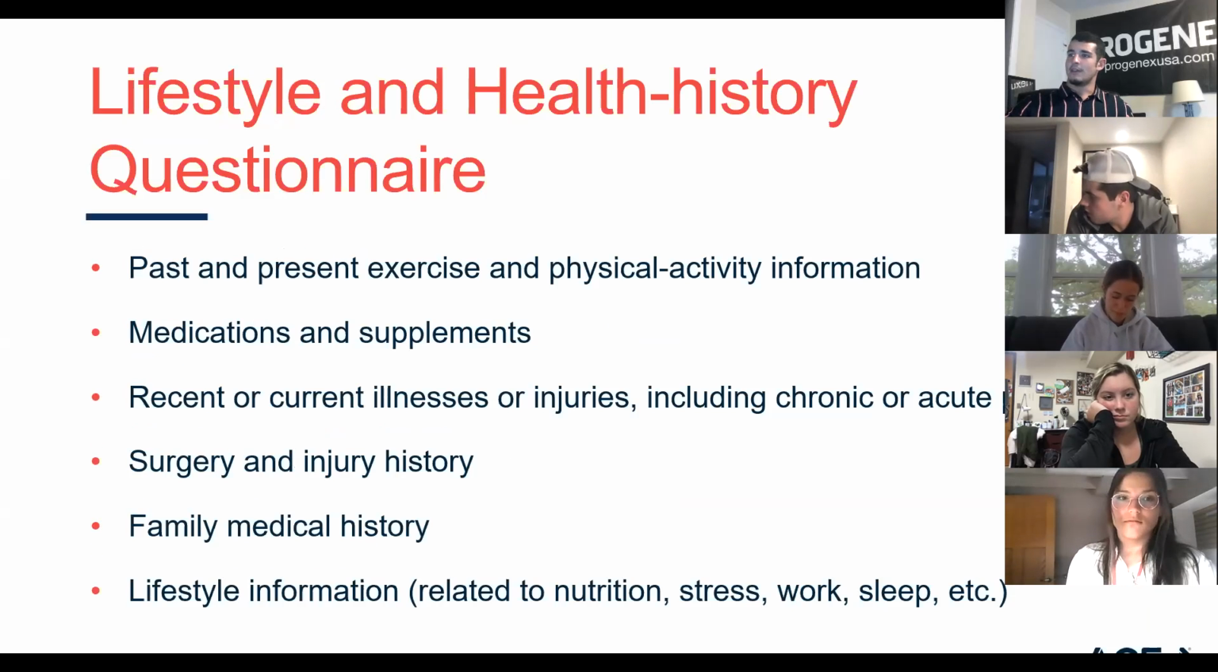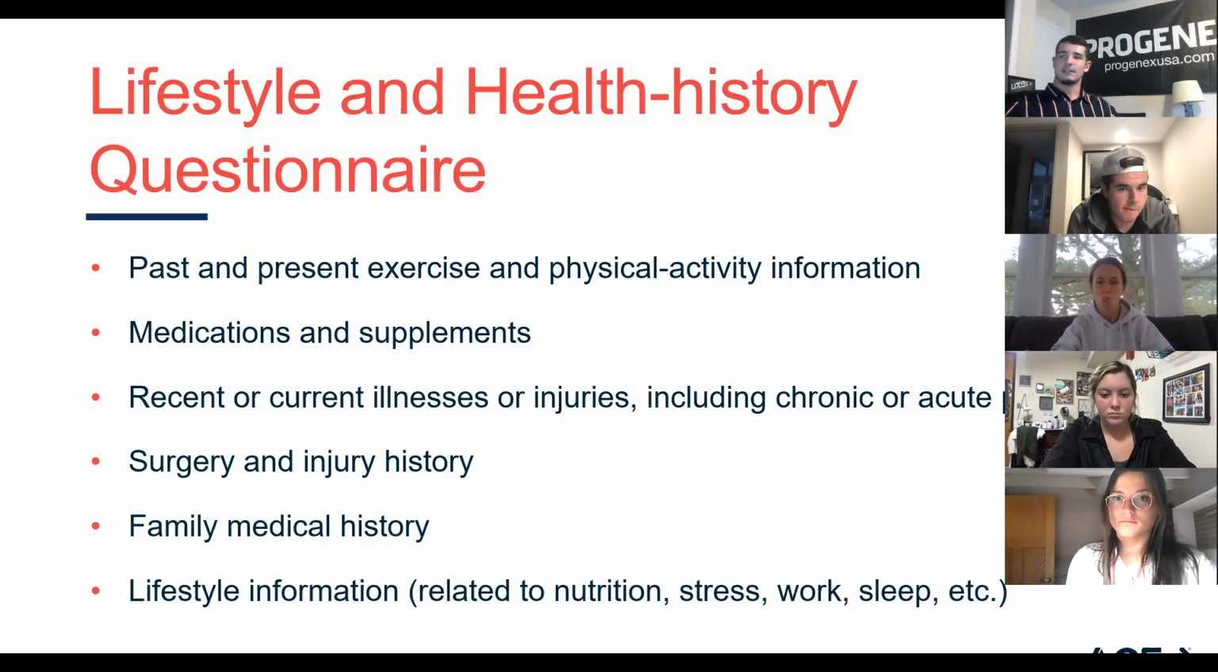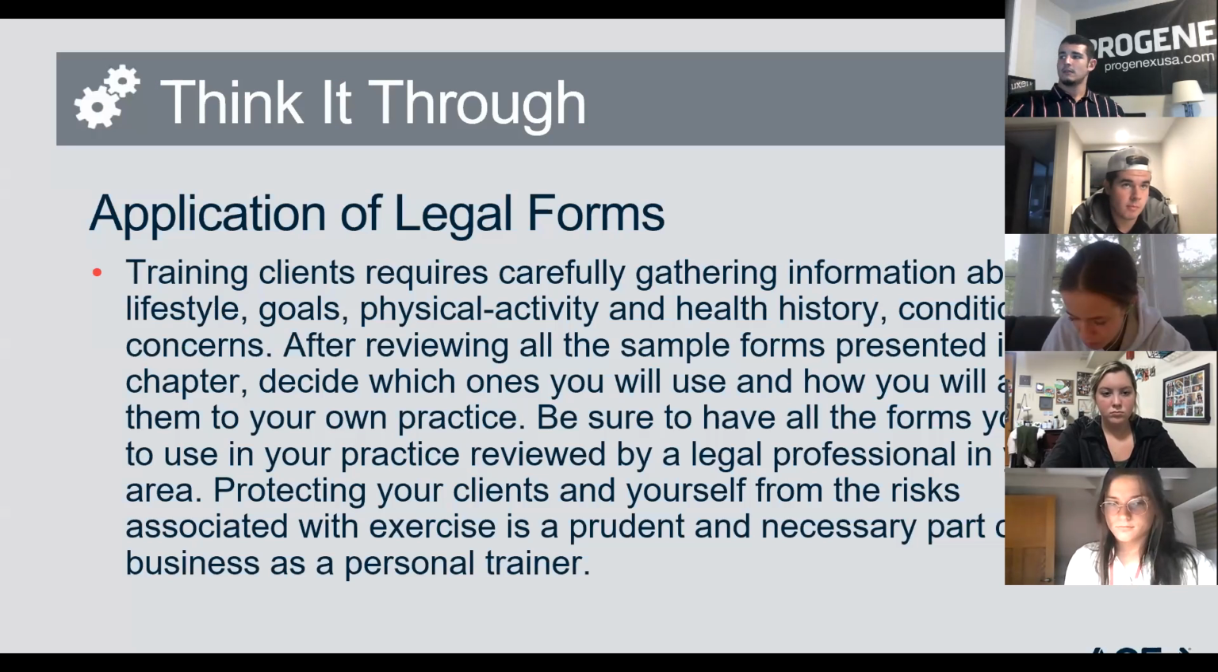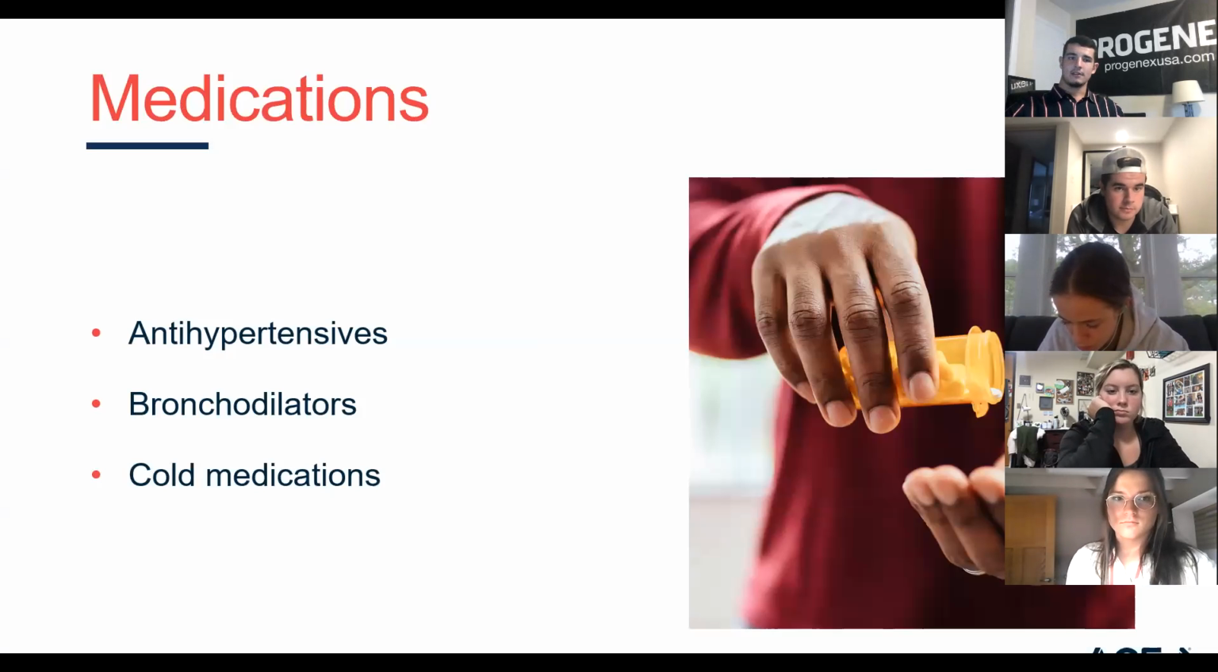So that lifestyle and health history questionnaire, we just talked about that. It helps you figure out injuries as well. Like if somebody has some knee issues, hip issues, back issues, what sort of things you can and can't program. Medications and supplements, we'll talk about that a little bit more in a bit. Like I said, lifestyle information, etc. Let's not talk about that. We basically already did.